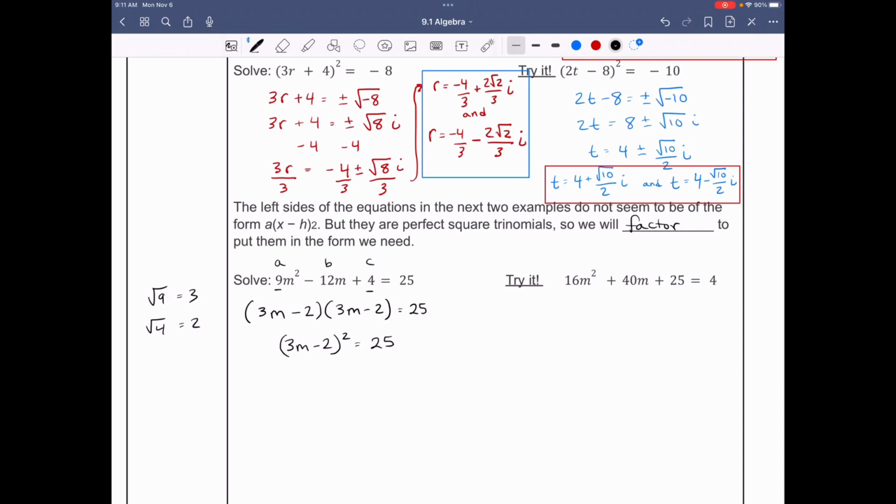Now we're going to take the square root of both sides, so we get 3m minus 2 is equal to the square root of 25, which is 5. And now we just solve it. Add 2 to both sides, so 3m equals 7, so m equals 7/3. That's one of our answers, but also we have to remember that when we take the square root of 25, it could have also been a negative. So adding 2 to both sides, we get 3m is equal to negative 3, so m is also equal to negative 1.